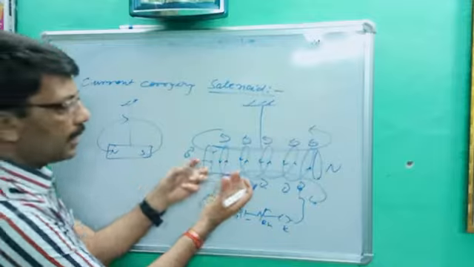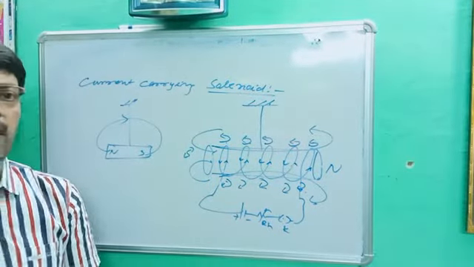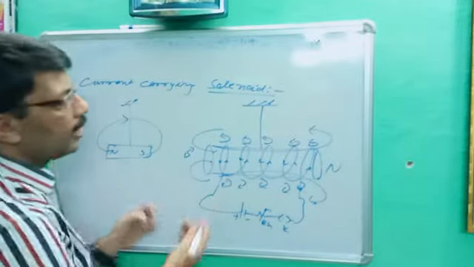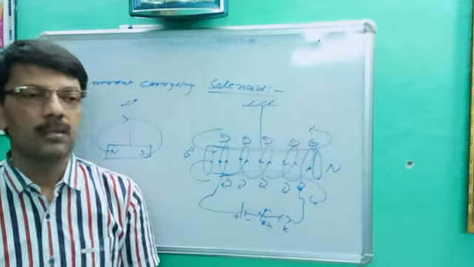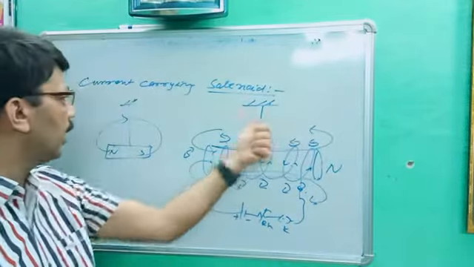Second, they attract small iron filings. Next, they show the induction property. These are the similarities between a solenoid and a bar magnet.